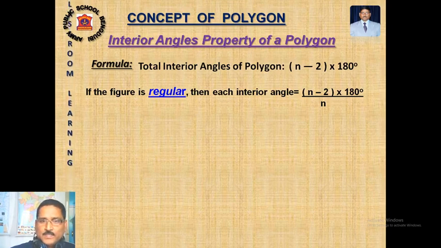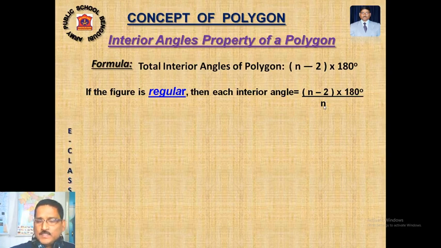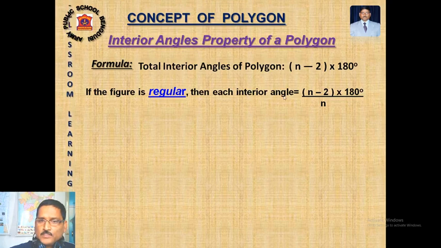Similarly here also, when the figure is regular, each interior angle will be the total interior angle, (n minus 2) into 180 degree, divided by number of sides. So when interior angle is given, you can find out the number of sides by forming an equation here, for a regular polygon.